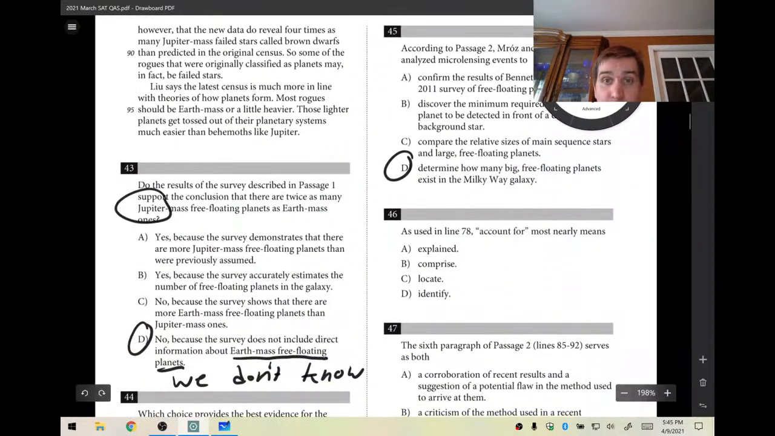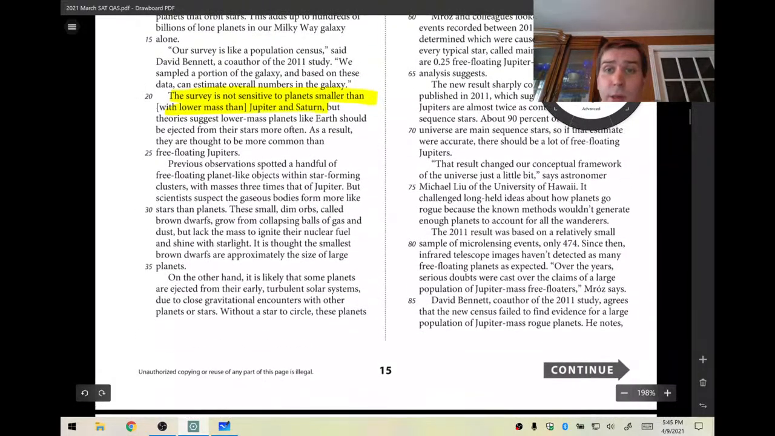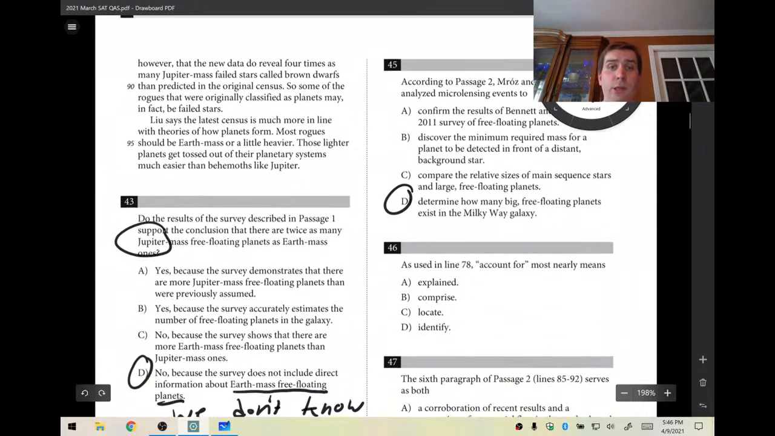All right, 46. As used in line 78, account for most nearly means what? So here's a vocab question. Can we figure out what account for means here? I'm just going to read back some other choices. Let's try explained. It challenged long-held ideas about how planets go rogue because the known methods wouldn't generate enough planets to explain all the wanderers. Well, that just made perfect sense. It's that easy. If you tried comprise, let's try locate. It's going to make gibberish, I promise you.